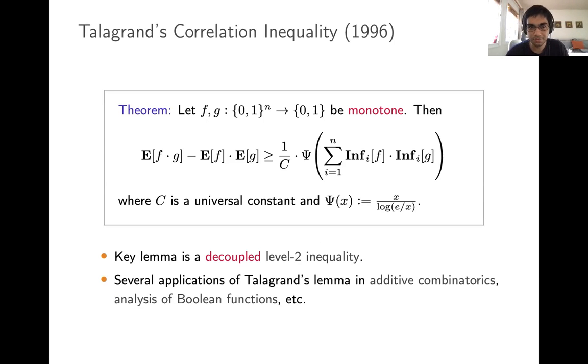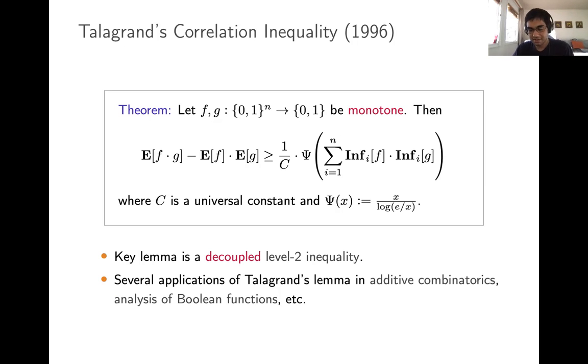Talagrand showed that if you've got two monotone Boolean functions on the n-dimensional hypercube, then you can lower bound the correlation between these two functions in terms of this function psi of the sum of the products of the influences of the two functions. And this function psi of x is defined to be x over log of e over x. And this logarithmic factor turns out to be necessary, so Talagrand's inequality is tight.